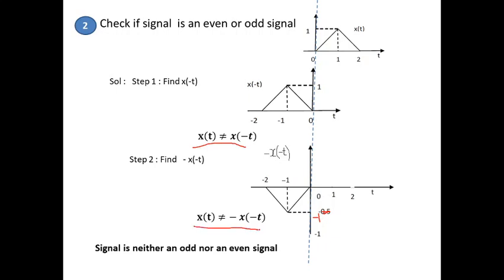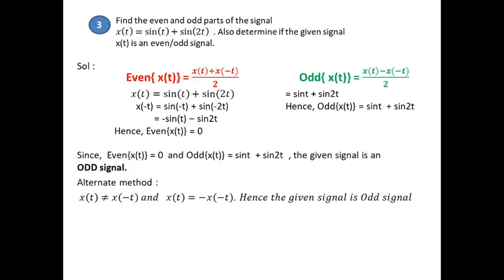One more method you can do is find the even part and the odd part of the signal. Previously itself we have done this, right? When we saw the previous problem, we got the even part as well as the odd part. So since both even part and odd part are present in the signal, we can tell that the signal is neither even nor odd. Let us go for one more example.